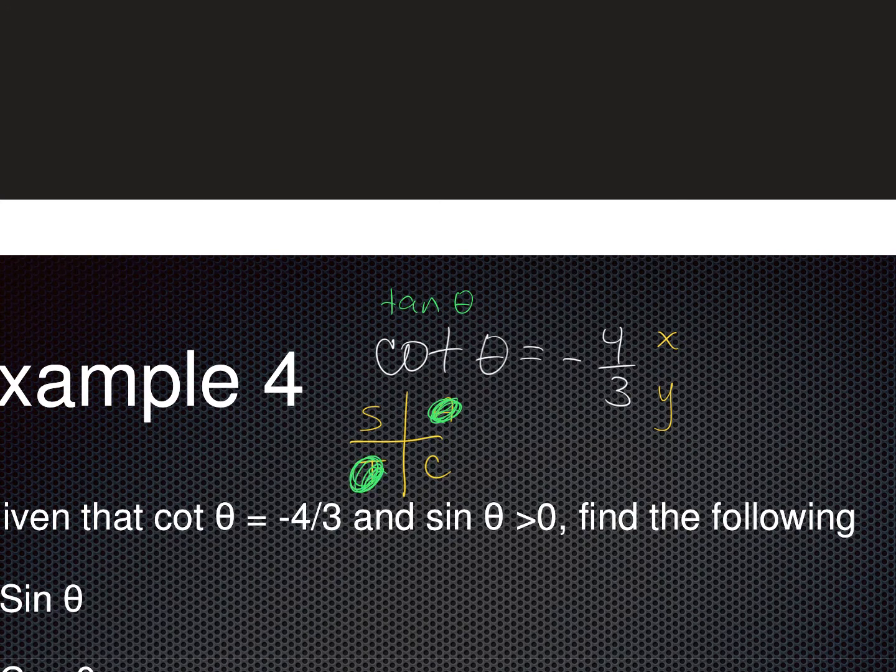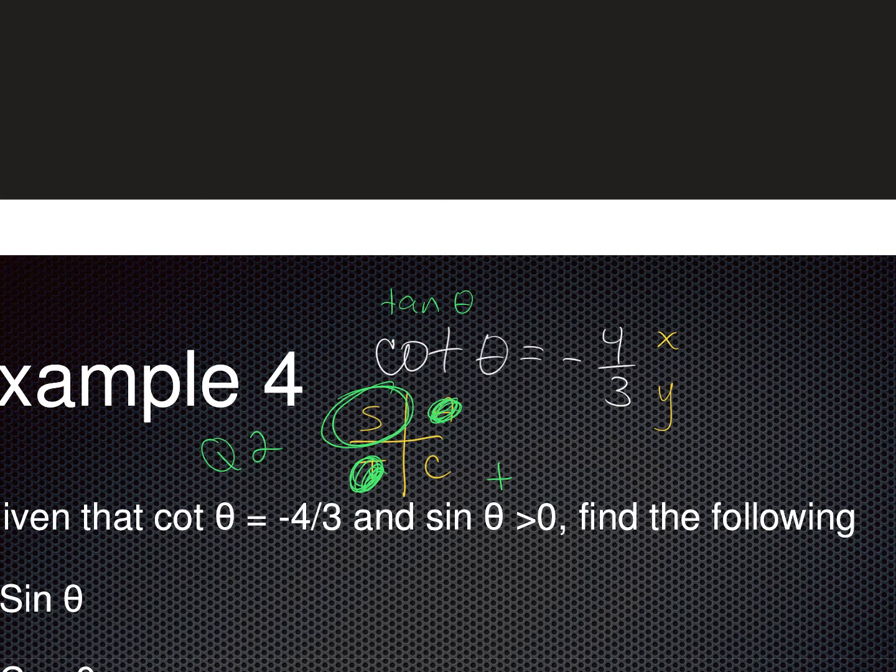Okay, so I'm not sure if x should be negative yet or y. I know one of them is, not both of them. So the second thing tells me that sine is greater than 0. What does that mean? Sine is what? Positive. With what's left over, guys, where is sine positive? In quadrant 2. Okay, so I know that this angle is in quadrant 2.